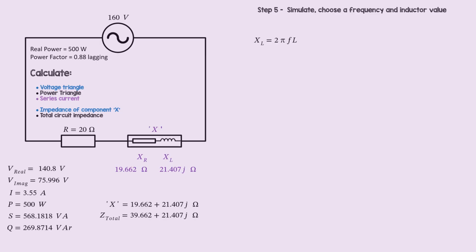Step 5. Choose a frequency and an inductor value, then simulate on Multisim. We know that inductive reactance is 2 pi times the frequency times the inductor value in henry, so the inductor value L is the reactance divided by 2 pi f. I've chosen 50 Hz, so the inductor value needed for this reactance is then 68.1406 millihenry.